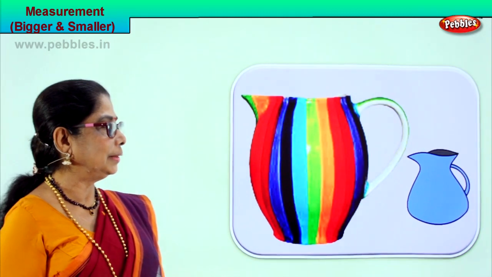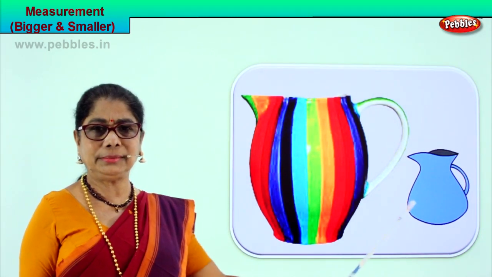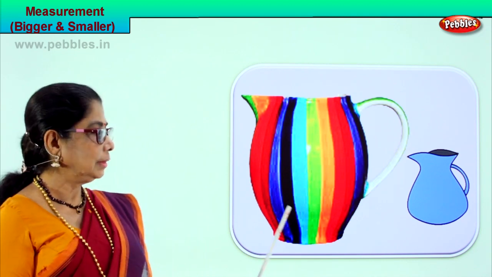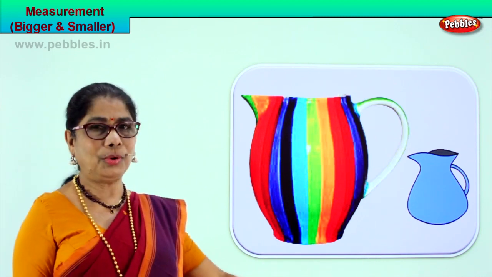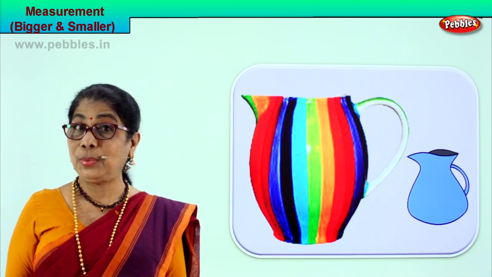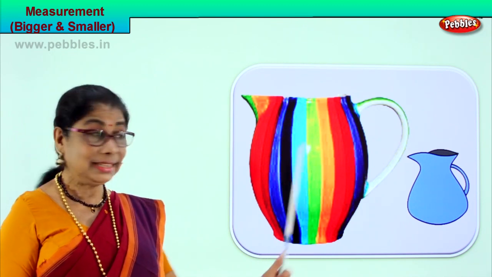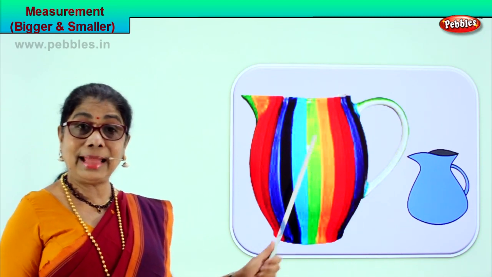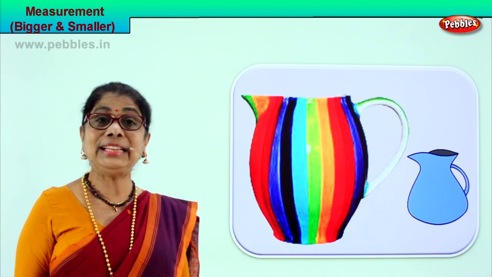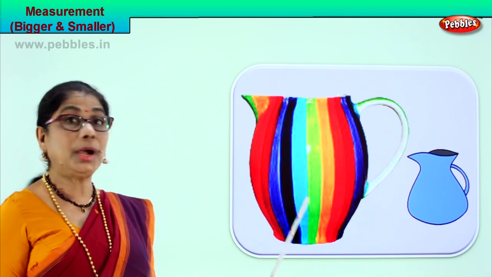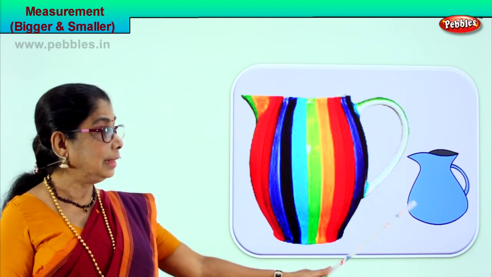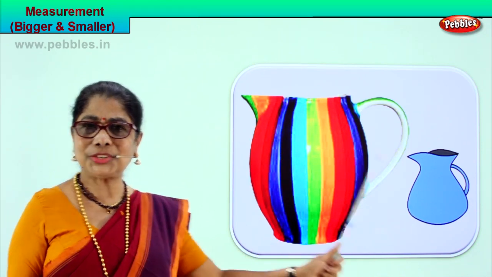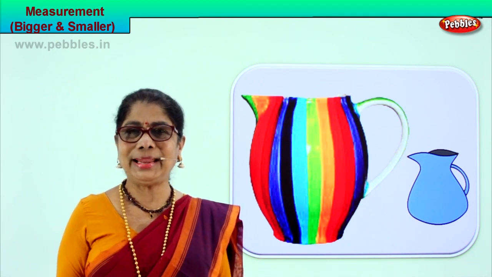Look what we have here. We have two jugs here. Beautiful jugs. Water jugs. This is big and this is small. What measurements are we learning? Bigger, smaller. This jug is smaller than this jug. Or what else? You will say this jug is bigger than this jug. Bigger, smaller. Let's look at another picture.